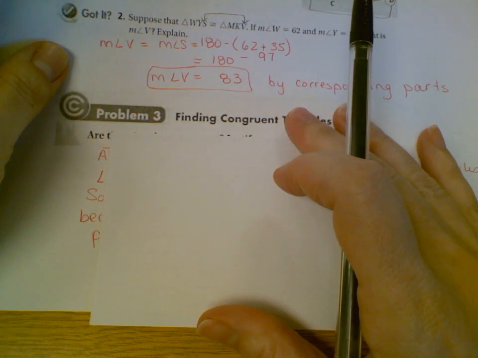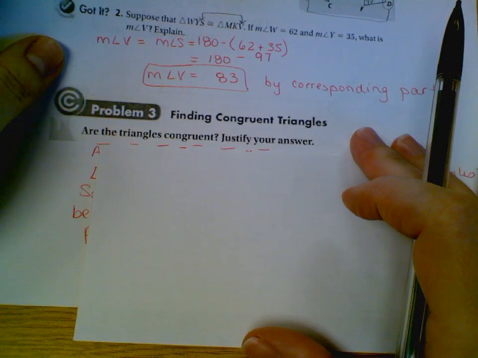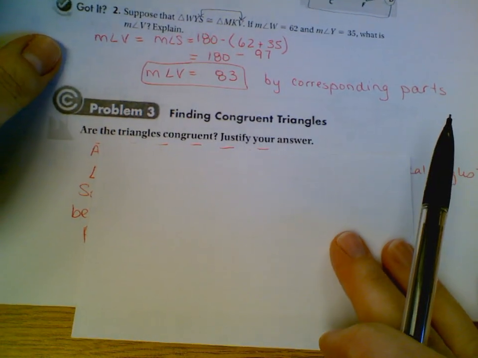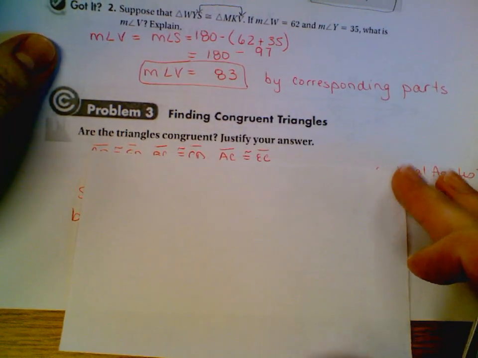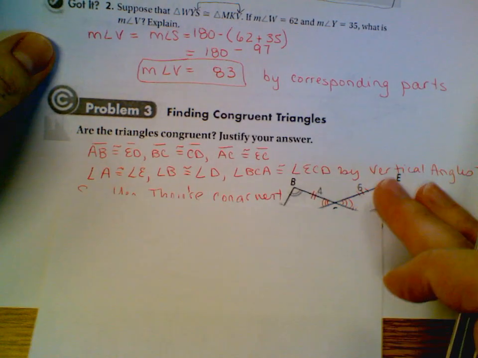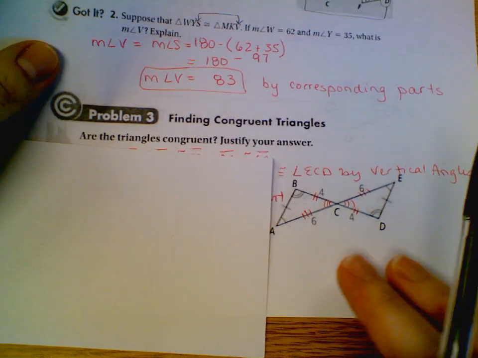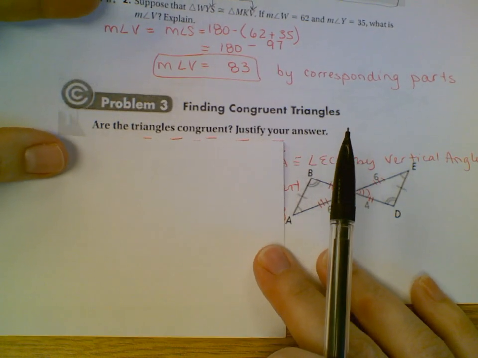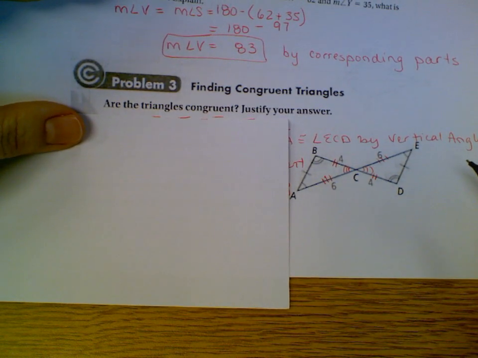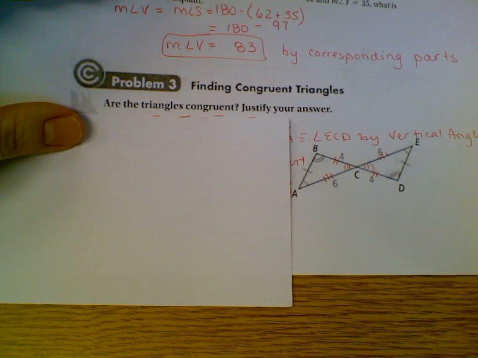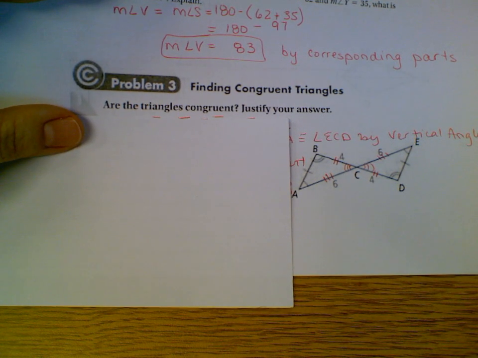Alright, example 3. It's asking me, are the triangles congruent? Justify your answer. So here are my two triangles. What I've done is, in order for them to be congruent, all corresponding parts have to be congruent.